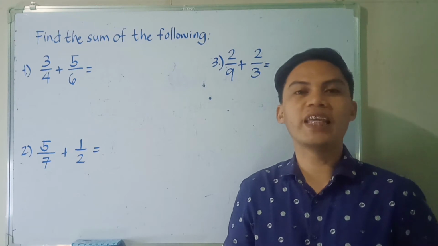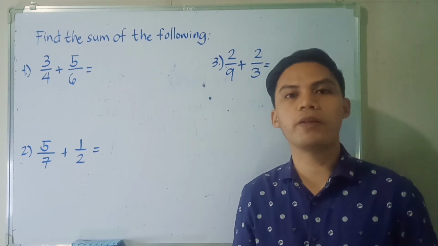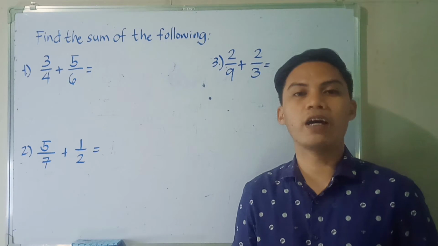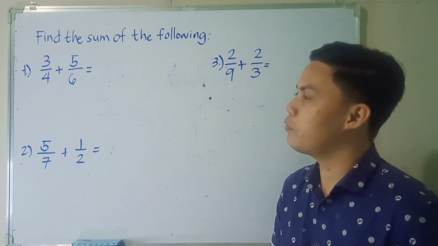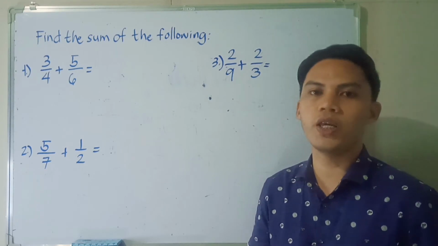Now, let's proceed with adding dissimilar fractions. So, when we say dissimilar fraction, those are fractions who do not have the same denominator. So, let us say we have number 1, we have 3/4 plus 5 over 6.